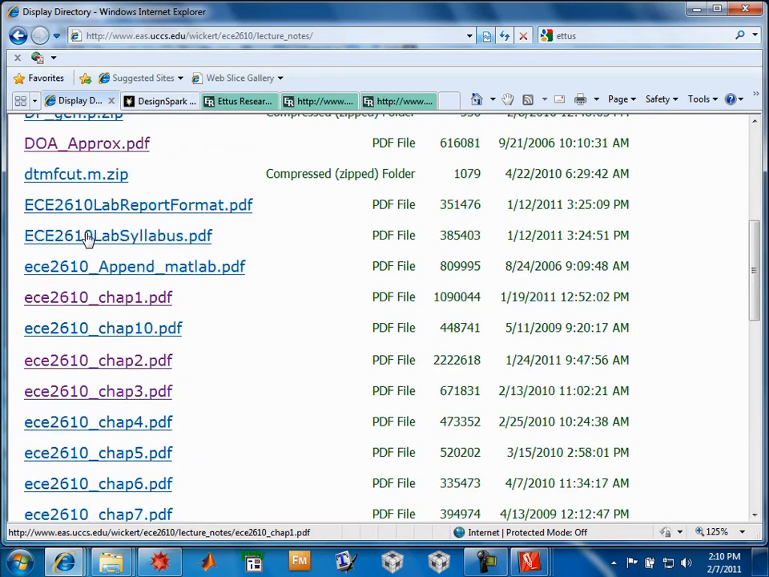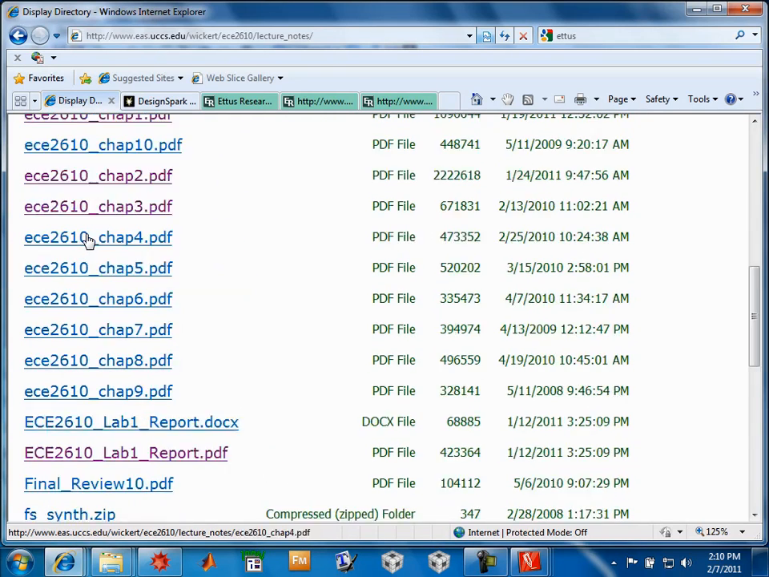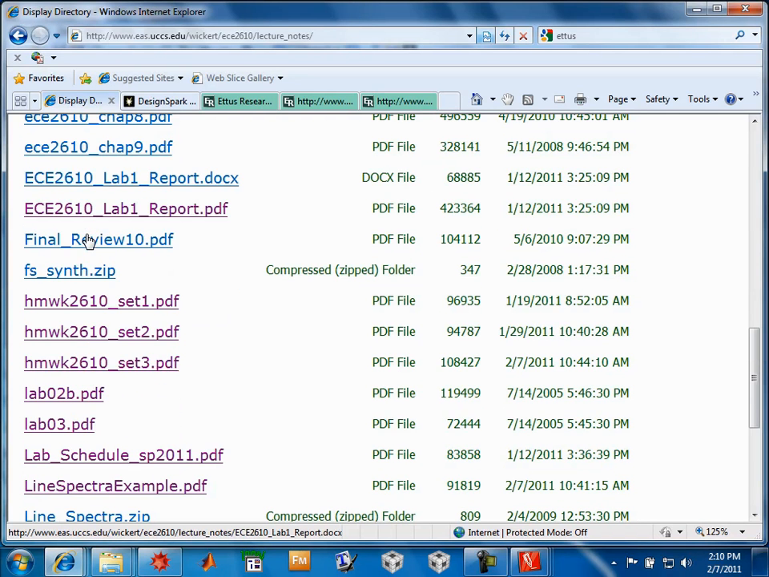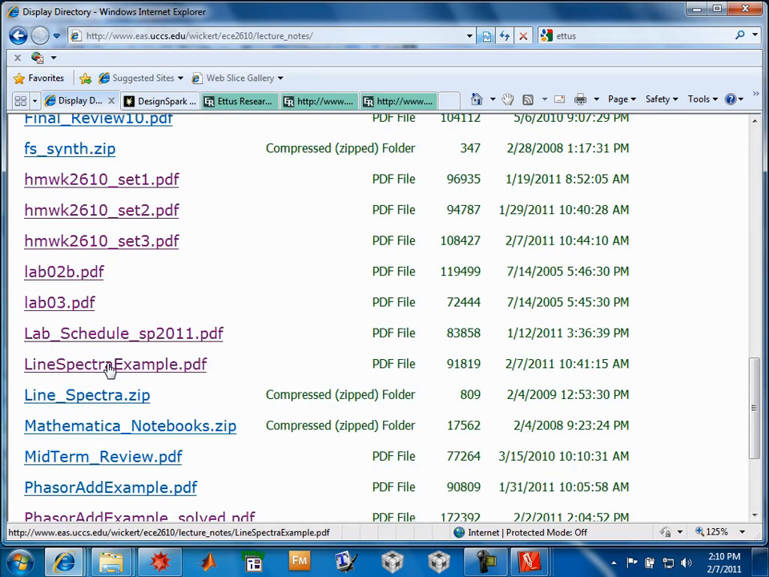The line spectra one should be in here somewhere, unless I pulled it out, which I don't think I did. Yeah, line spectra example. Yeah, line spectra zip. This has got the M code in it that we were just looking at. It's inside of here.